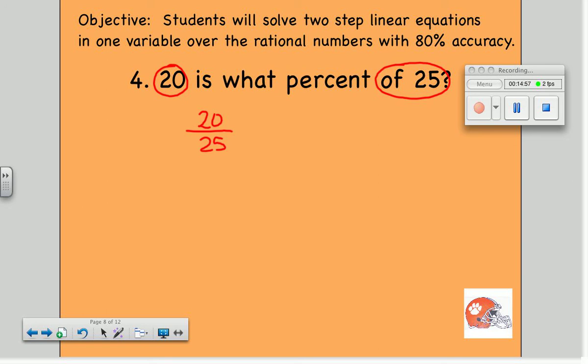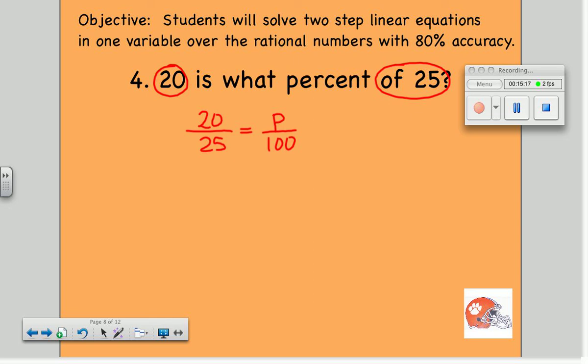And I have to tell them what percent. That's what they're asking me, what percent. We don't know the percent, so it's P. But we do know all percents are out of 100 because the word percent means per 100.